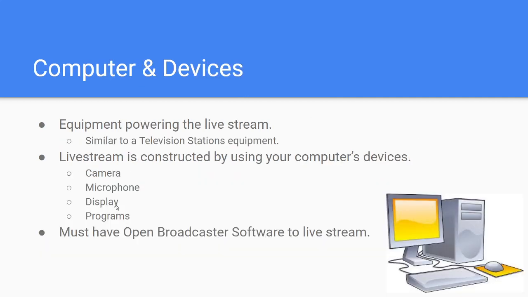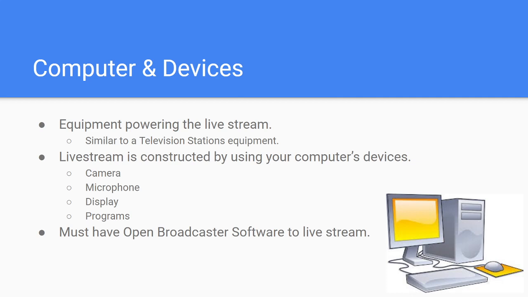Starting off with computer and devices, this is essentially the equipment that powers the live stream. So if your live stream was a television station, right, the computer and devices that you use would be the equipment. The OBS would be your production team and also your satellite. And then the final product on the social media platform would be your television channel.